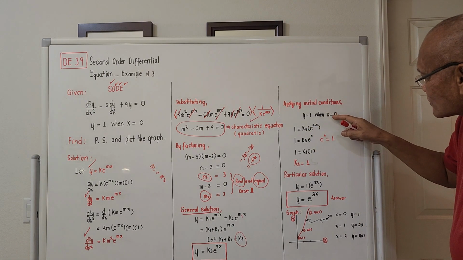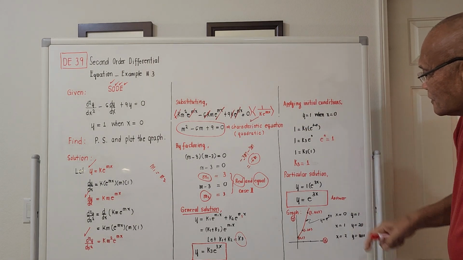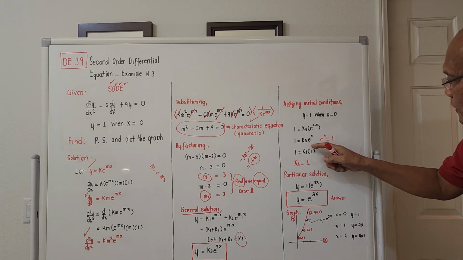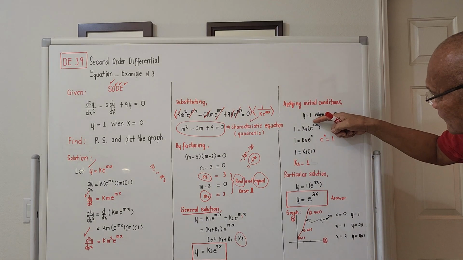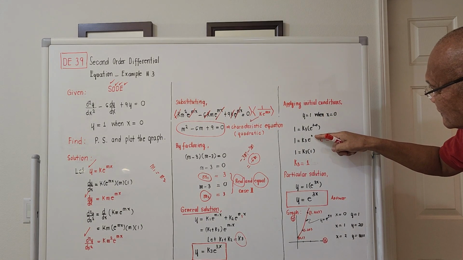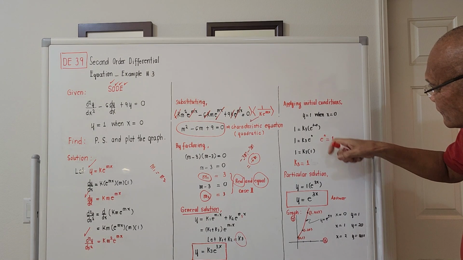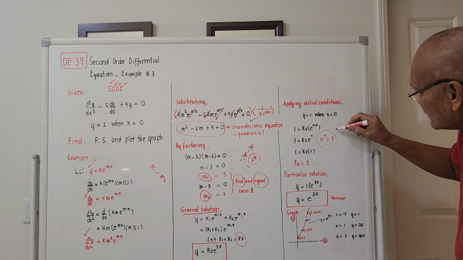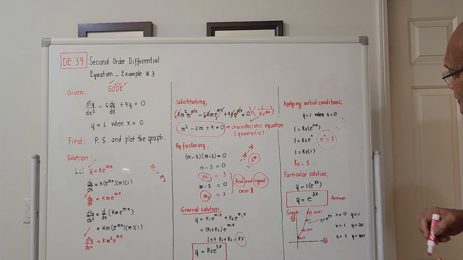This 0 here refers to x and this one here refers to 1. Simplifying this one, no magic, right? 1 is equal to k3. 3 times 0 is actually 0. And e to the 0 is actually equal to 1, right?